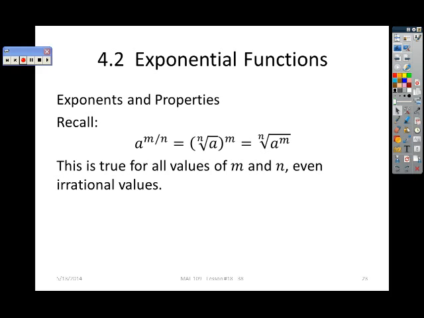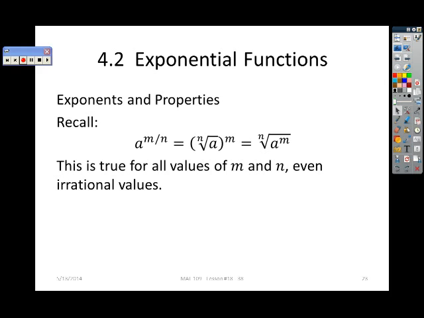Let's review, as we move into exponential functions, some properties of exponents. Remember that if you have a base raised to an exponent, another way you can write that is as a radical, where the radical has the denominator of your exponent as its index, so the denominator and the index are the same, and the exponent on that is the numerator of this exponent.